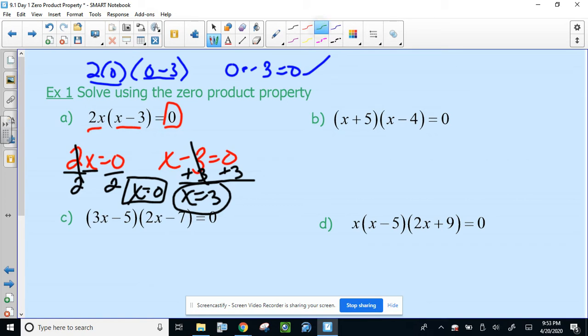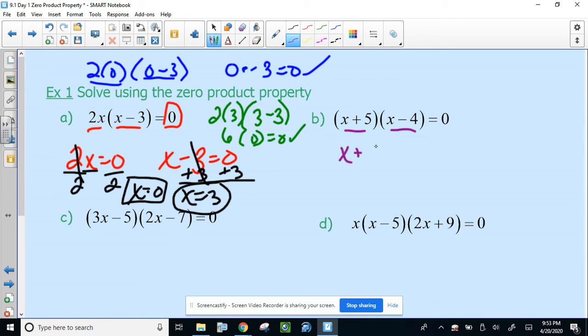Yep. And if I wanted to plug in the 3, if I did 2 times 3, plugging in 3 for x, and then 3 minus 3, 2 times 3 is 6, and 3 minus 3 is 0. Is 6 times 0 equal to 0? Yes. So we could check by plugging our numbers back in and seeing if they do in fact equal 0. So then here I have factors a little bit bigger. They're both in parentheses. They're both groups now.